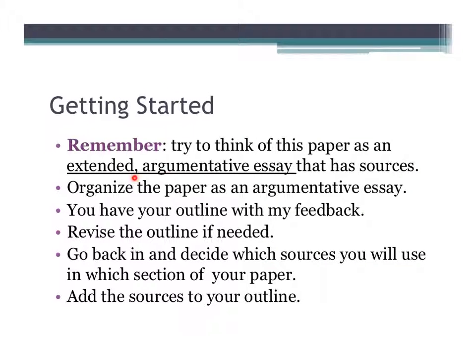So as you're working on this, you already wrote an argumentative essay in this class. So think of this one as an extended argument essay that's going to have more outside sources. You're going to organize it as an argumentative essay would be organized. You'll have my outline with your feedback. Revise that outline if needed, and then go back in with your revised outline or with your correct outline and decide which sources from your annotated bibliography, or which other sources you've located since you did the annotated bibliography, are going to go into which section of your paper. Then add those sources to your outline.